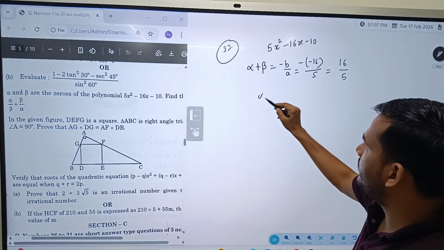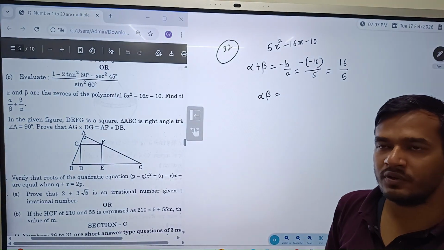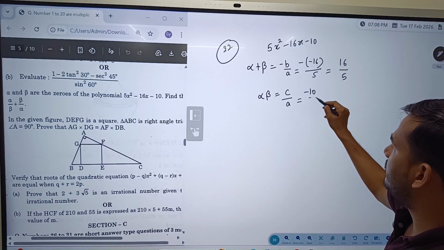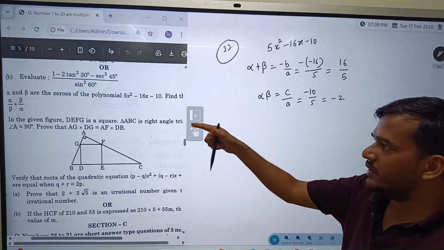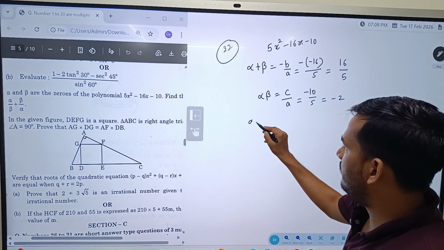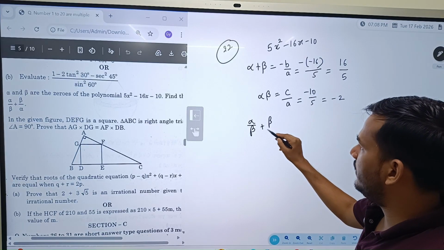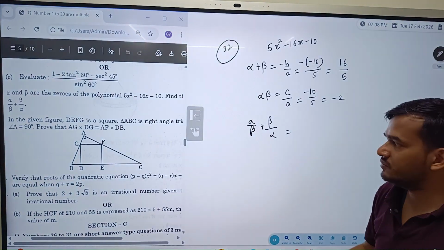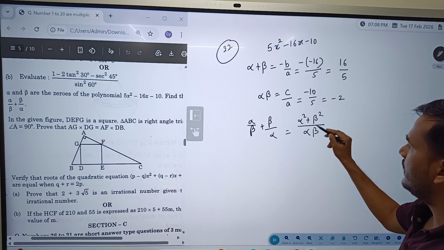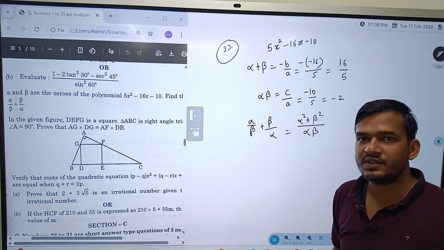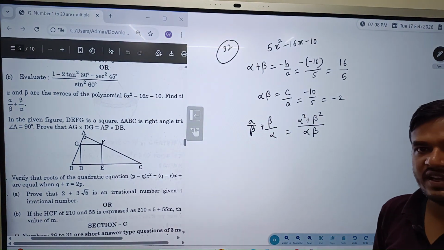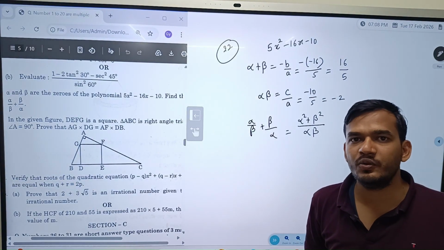And then alpha into beta, this is the product of roots, and it is equal to c by a. So minus 10 by 5 or minus 2. Then we have to find alpha by beta plus beta by alpha. So alpha by beta plus beta by alpha is equal to alpha square plus beta square upon alpha beta. So now alpha square plus beta square, as we know the a plus b whole square formula, a plus b whole square is a square plus b square plus 2ab.